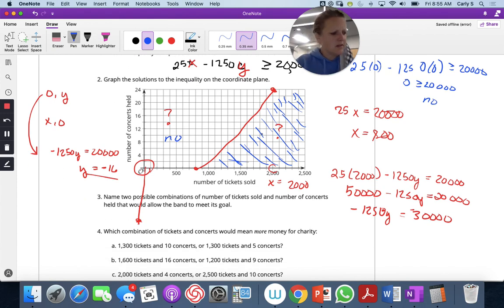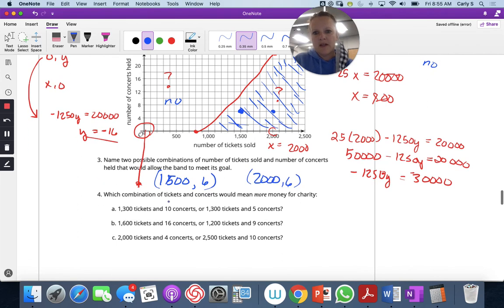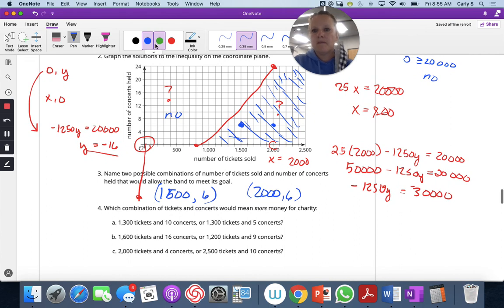So name two possible solutions. I can say right there, 1,500 tickets and 6 concerts, or 2,000 tickets and 6 concerts. Those are both possible. All right, which combinations of tickets and concerts would mean more money for the charity? That means you want to be more than $20,000.